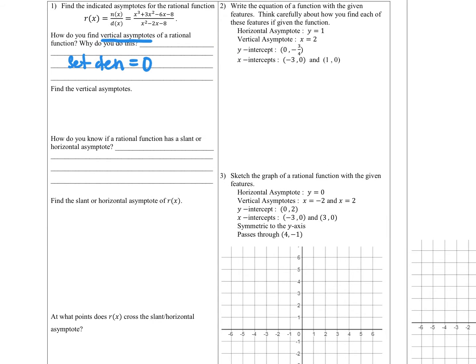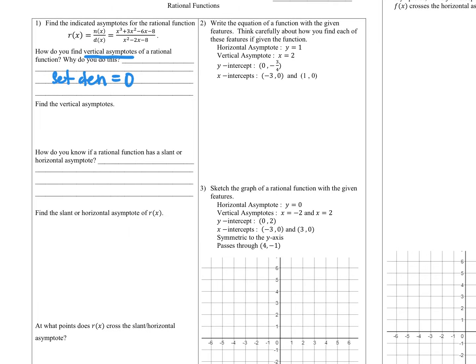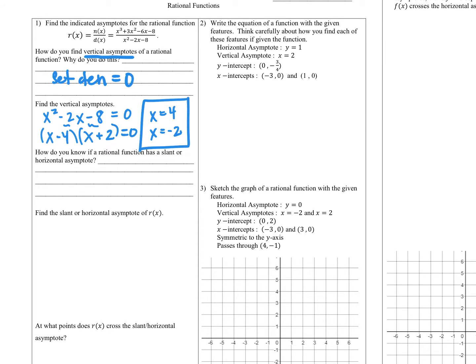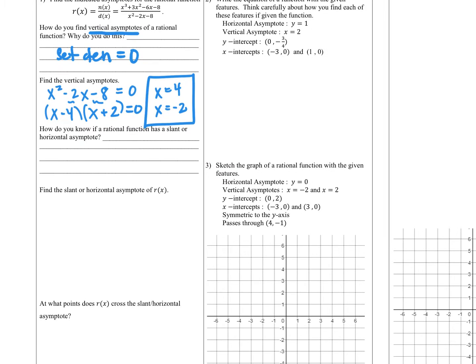To find the vertical asymptotes here, we're going to set x squared minus 2x minus 8 equal to 0, and we're going to factor that. So we know x times x, and then we need numbers that multiply to negative 8 and add to negative 2. That would be a negative 4 and a positive 2. Set this equal to 0. That tells us that our zeros here are 4 and negative 2, and those are going to be our vertical asymptotes.